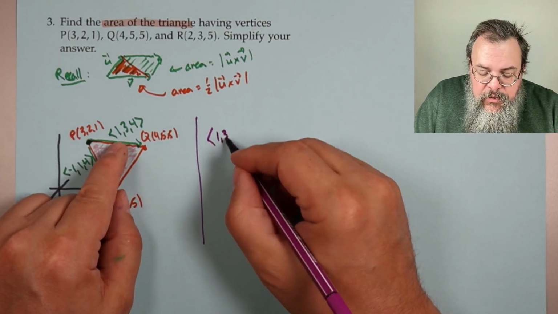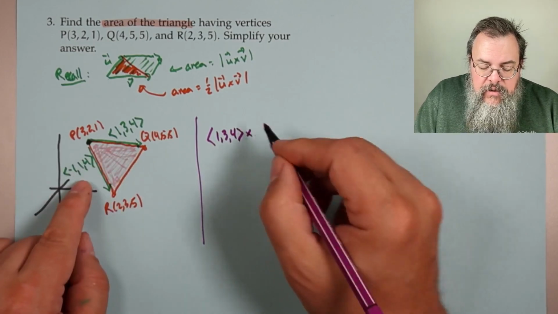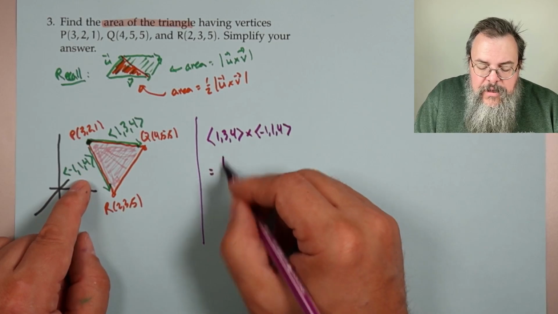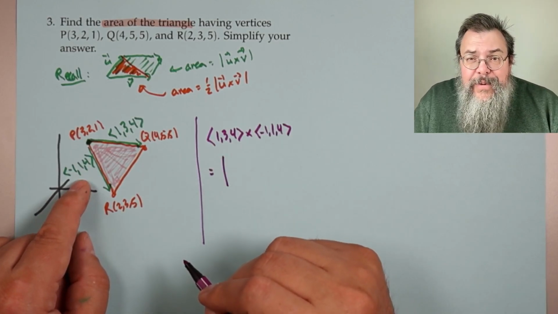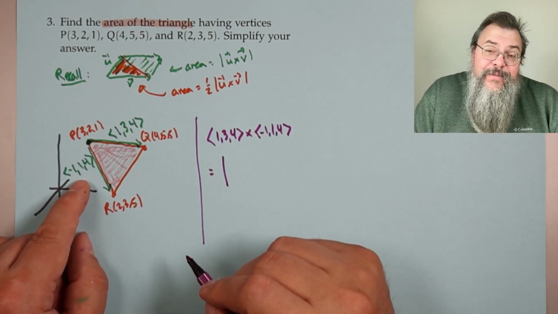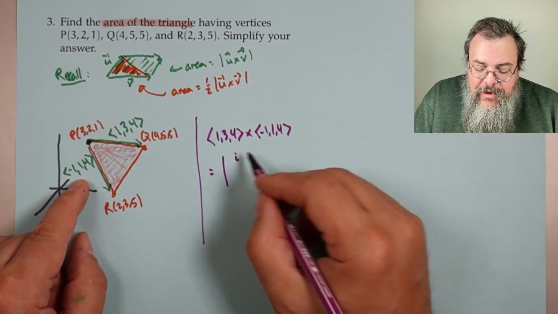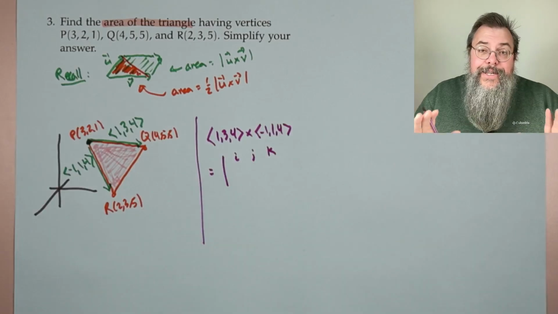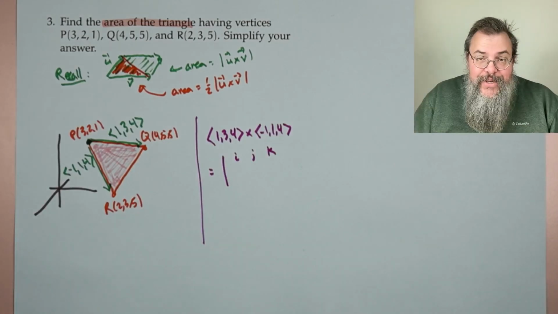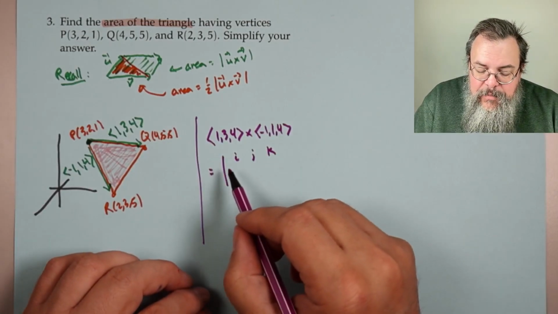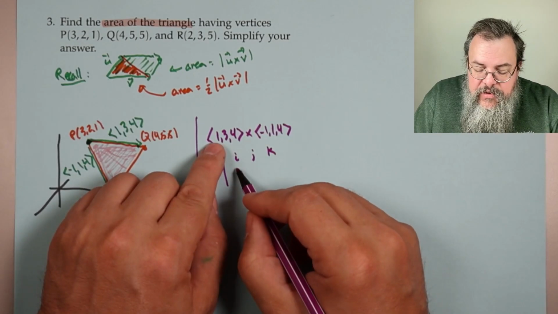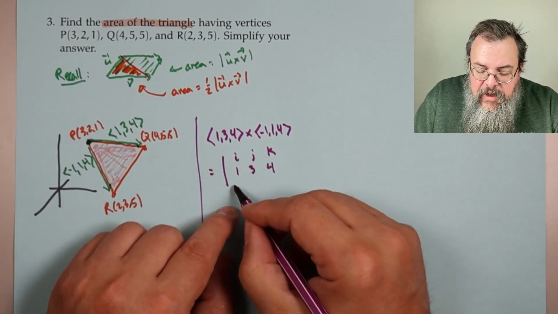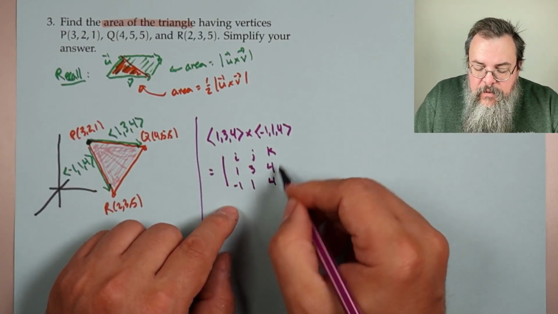So 1, 3, 4 cross -1, 1, 4. And you might say, well, which vertex do I pick to make it work the easiest? And I'll tell you, there's no real way to know. So just pick and move ahead. Okay, so I do cross product by matrices. I put in my i, j, k, and I put in my entries in the first one, 1, 3, 4. Then I put in the entries in the second one, -1, 1, 4.